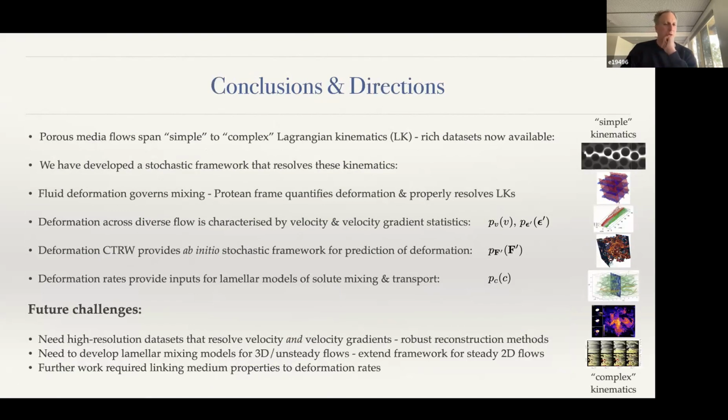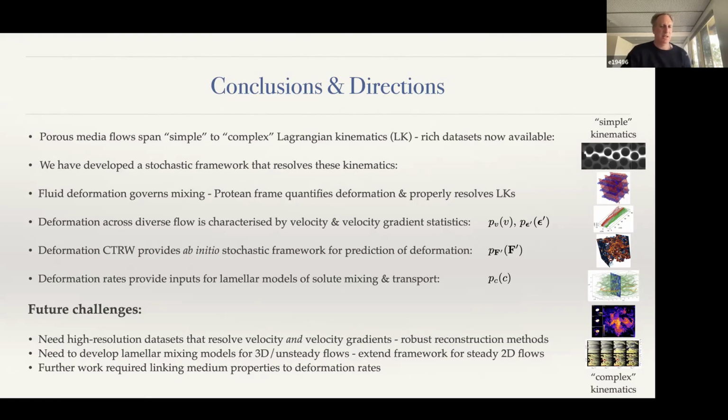Okay, so to conclude, our findings are that if we have porous media flows that span from simple to complex Lagrangian kinematics, we have rich data sets now to observe these, and we've developed a stochastic framework that resolves these kinematics. The key point is that fluid deformation governs mixing and transport. A protein frame is convenient and properly resolves the constraints of Lagrangian kinematics, and deformation across diverse flows is characterized by the velocity and velocity gradient statistics.